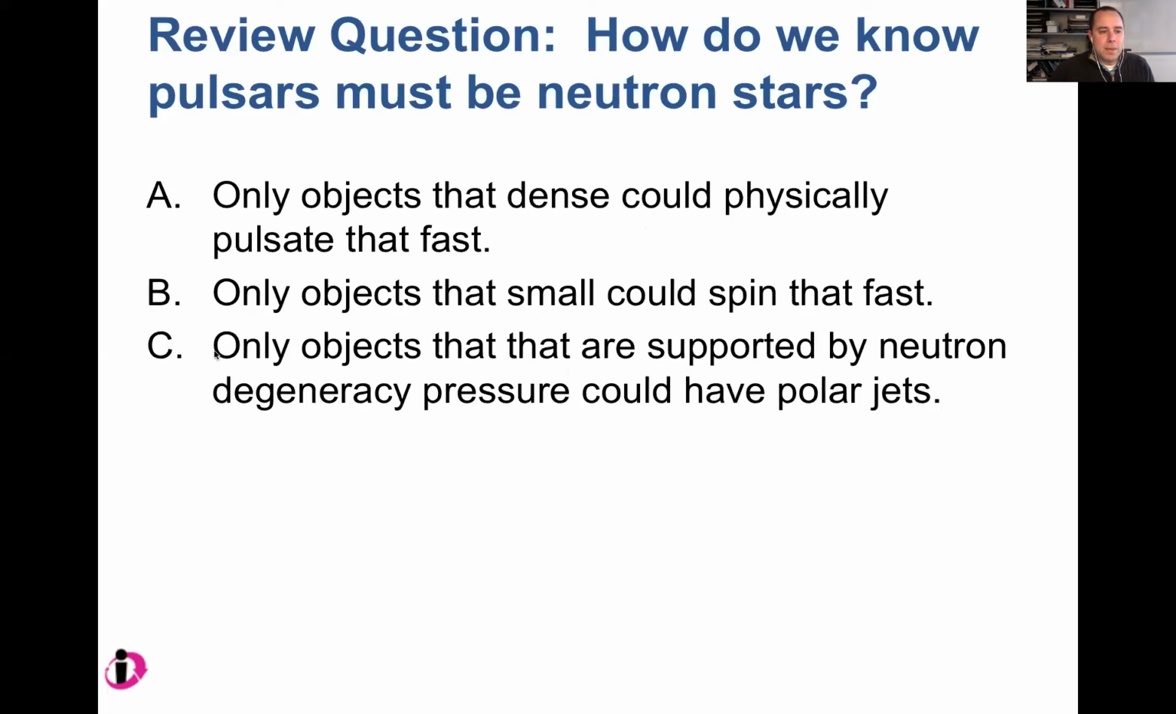Let's go through them one at a time. It can't be C. We know that there are things other than neutron stars that have bipolar jets, like baby stars that are just normal stars and are nothing degenerate at all about them. So it's not C. It's also not A, because pulsars aren't physically pulsating. They are not physically getting larger and smaller, even though they're called pulsars. In fact, they're rapidly spinning neutron stars, and in fact, it is B. Only objects that are that small could spin that fast. Great.